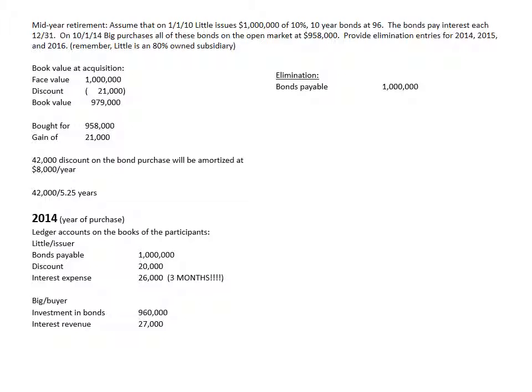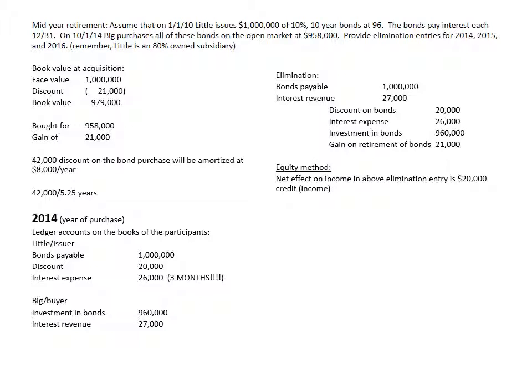So the elimination entry, as before, now we're just going to go through. We've got 5 ledger accounts there, 3 for Little and 2 for Big, and we simply need to eliminate all of them. So we eliminate bonds payable, we eliminate the discount, we eliminate the interest expense, we eliminate the investment in bonds, we eliminate the interest revenue, and to make this thing balance, we need our $21,000 gain on retirement of bonds.